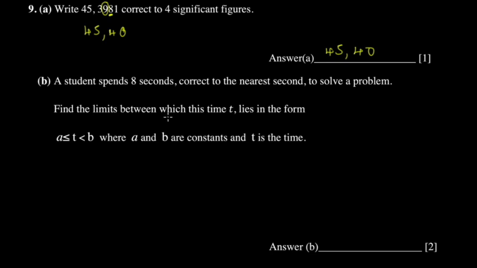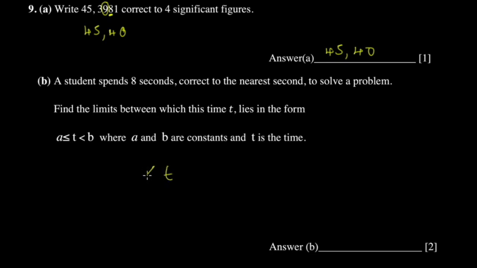Okay, find the limits between which this time t lies in the form a ≤ t < b, where a and b are constants and t is time. You're given that a student spent a specific amount of time solving a problem. He spent 8 seconds, but the way we're recording it now is by rounding off to the nearest second. So what is the range of values for which you can round up to 8, or round down to 8?